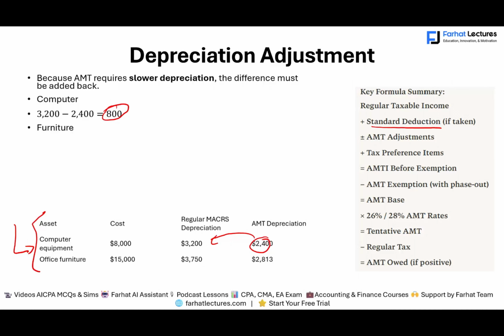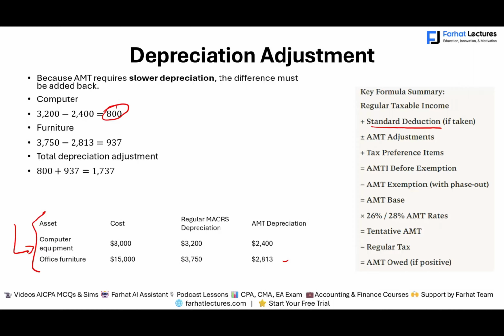And the same thing for furniture. For furniture, the difference is $937, and for the computer equipment, $800. In other words, we have to add back the depreciation expense difference because for MACRS it was higher. Now that could reverse. In some years, MACRS could be lower than AMT. But if the information is not given, you'll have to compute this.